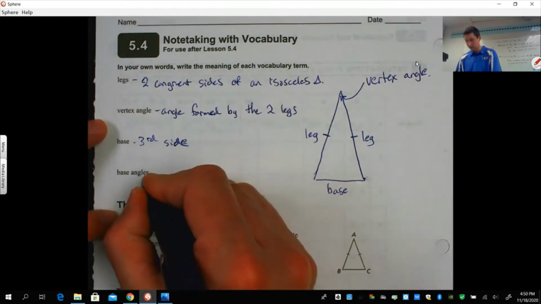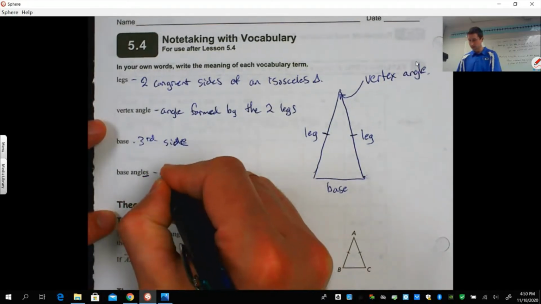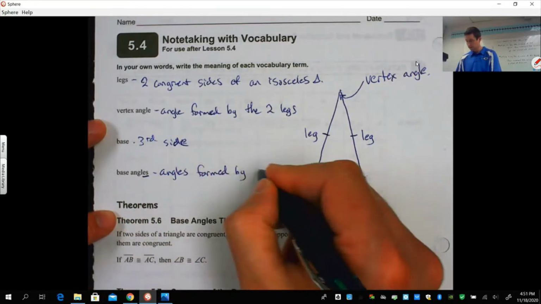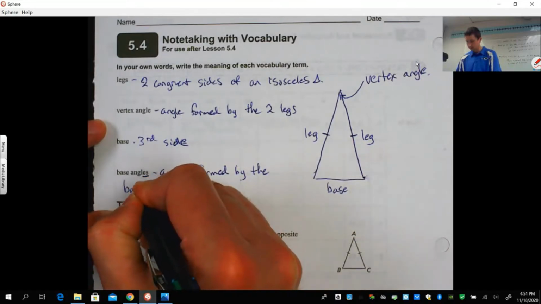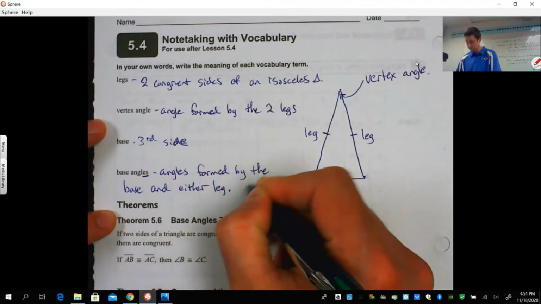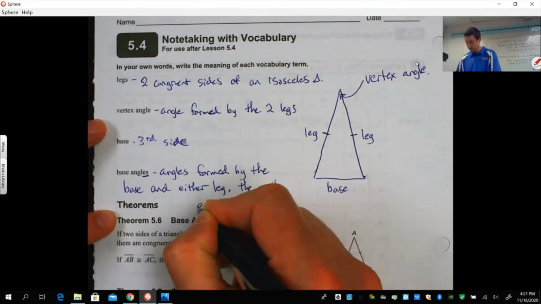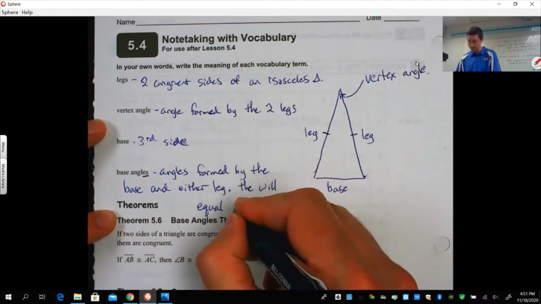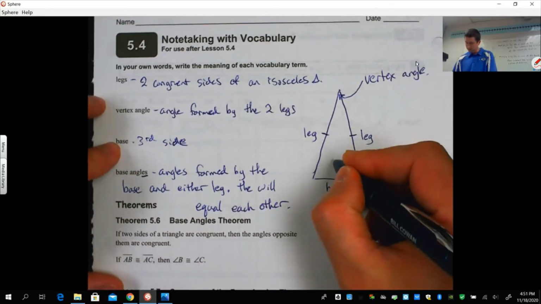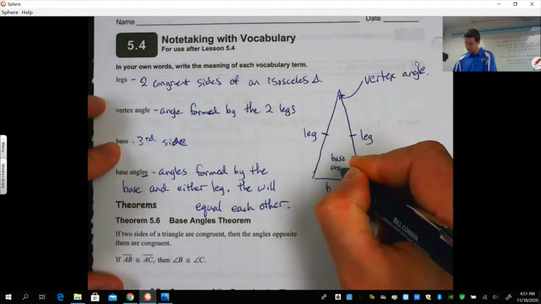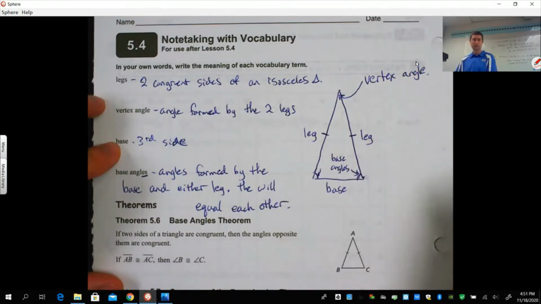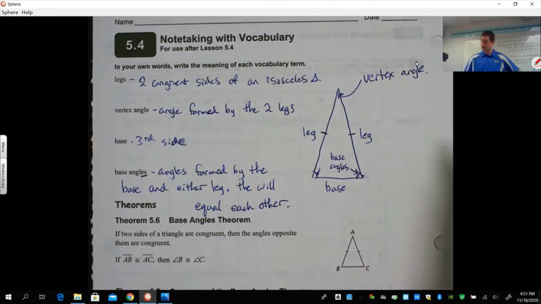The base angles, notice it's plural. So these are the angles formed by the base and either leg. We'll see this later, but they will equal each other. So these are the base angles right in here, angles right there and right there. And I'm going to put little arcs in there because they're going to be the same measurement. So there's your breakdown of an isosceles triangle.